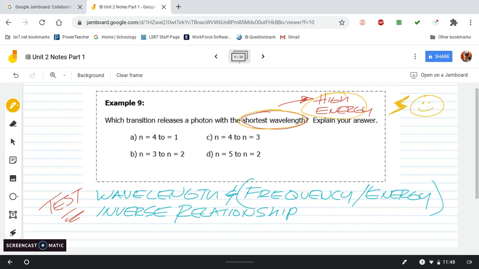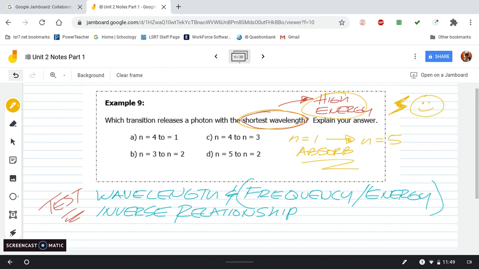First of all, you only release energy if you're going down. So 4 to 1, yes. 3 to 2, yes. 4 to 3, yes. 5 to 2. Okay, those all release energy. But what I want to show you is that n equals 1 to n equals 5 doesn't release energy. That instead is going to absorb. So you've got to be careful because they could ask you a tricky thing like that.